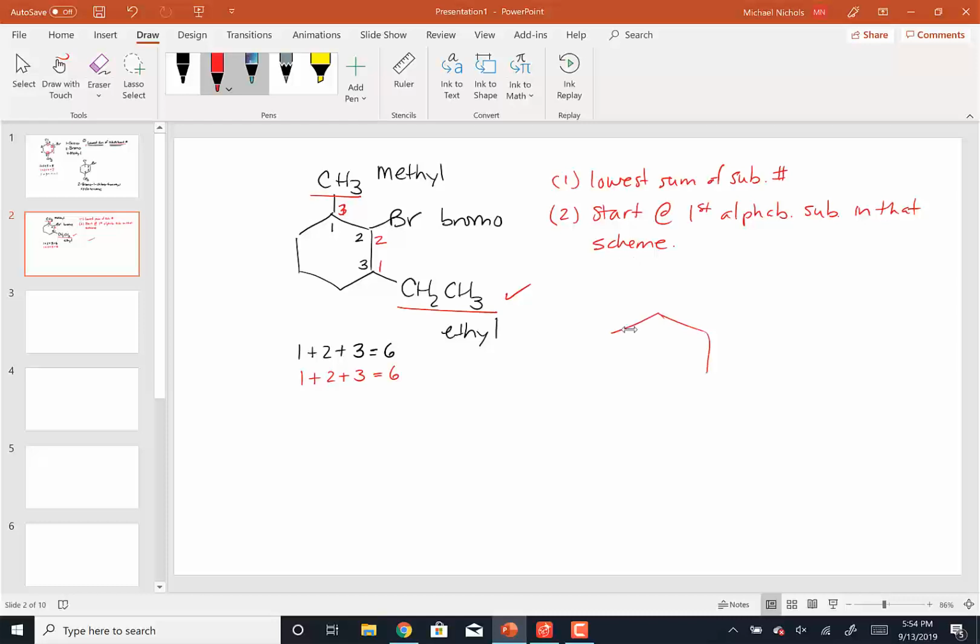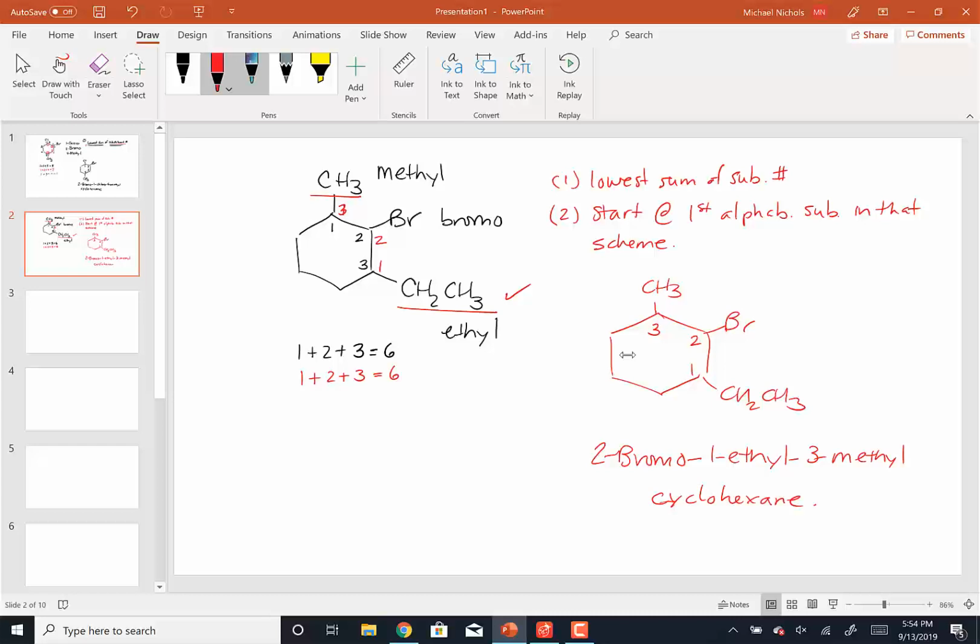So my numbering scheme is going to be ethyl, bromo, methyl. Now if I wrote the name of this, again I'm going to alphabetize the substituents. So this is a 2 bromo, 1 ethyl, 3 methyl cyclohexane. Okay, so that's a tiebreaker if you have more than one scheme that gives you the lowest total sum of the substituent numbers. But you only start at the first alphabetized substituent if you have that tie.